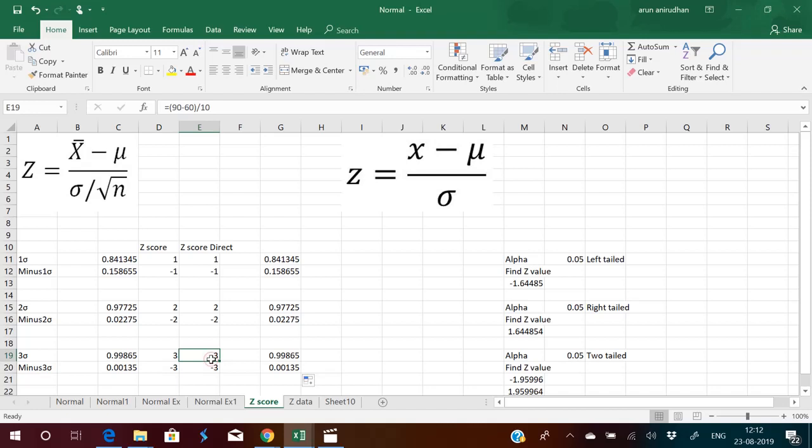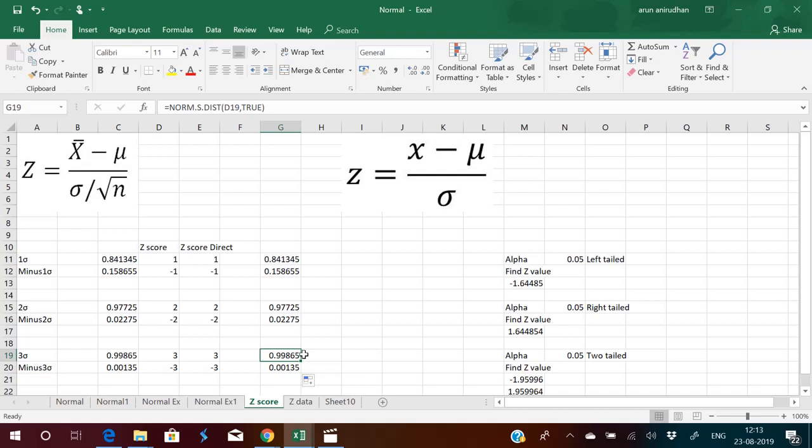Same you will get using direct. So the mark is 90 minus 60 by 10, that you will get 3, and 30 minus 60 by 10 you will get a minus 3. Same way you get the reverse. You have got the z score. To get the p value, you have to use the norm.dist.